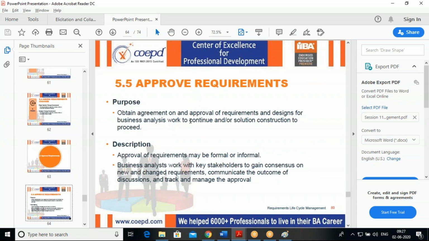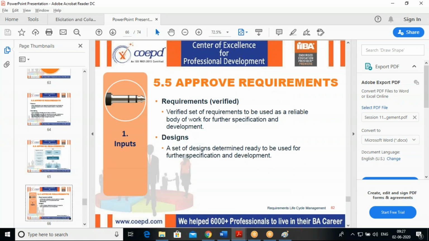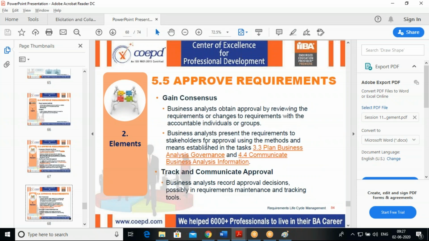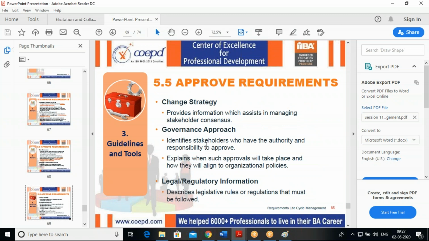Then approve requirements. Now approve requirements is something like, what are the tasks, what are the inputs here, and what are the elements here? You just try to understand it. Approve, that is said. Okay, conflict and issue management, gain consensus, and track.